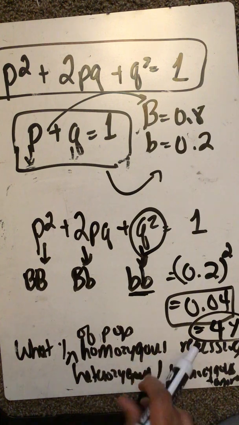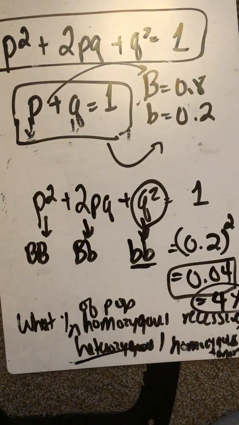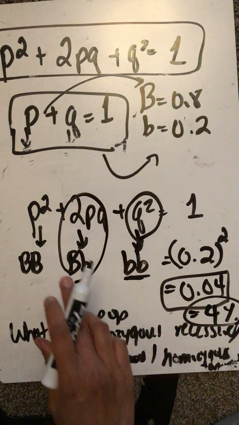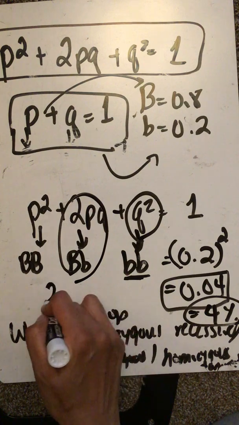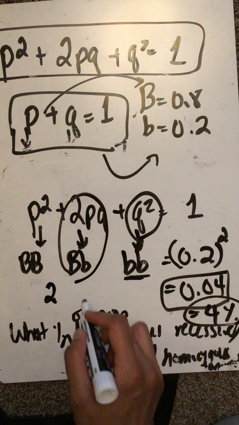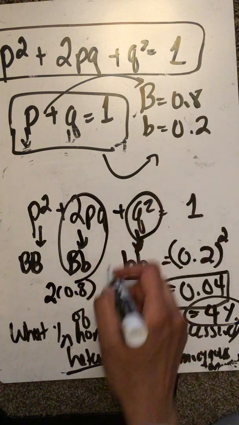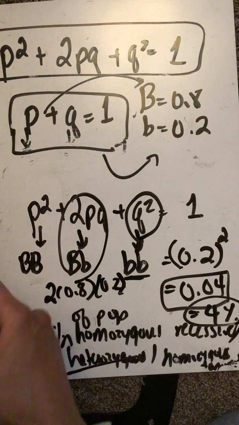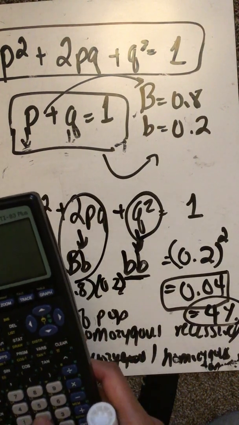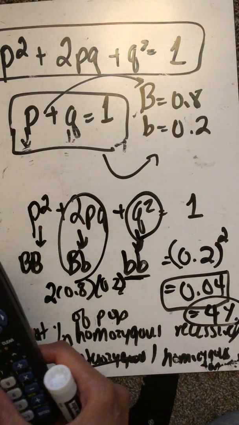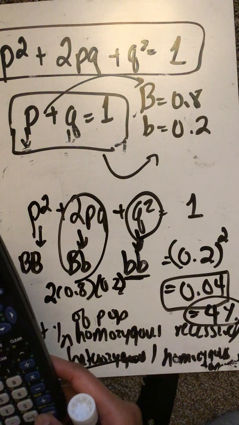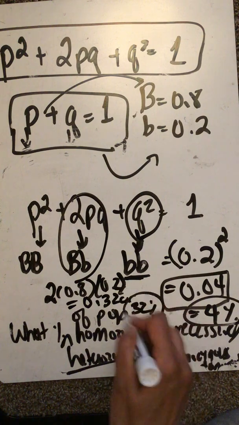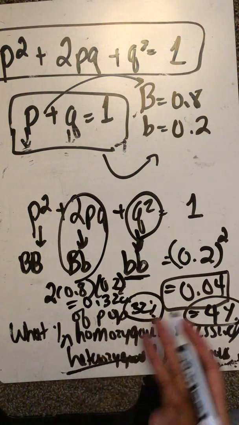And then if it asks what percentage are heterozygous, heterozygous is represented by this part of the equation, 2pq. So I go 2 times p, which is 0.8, big B, times q, which is 0.2. That's 2 times 0.8 times 0.2, and I get 0.32. So now I know that 32% of my population is heterozygous.